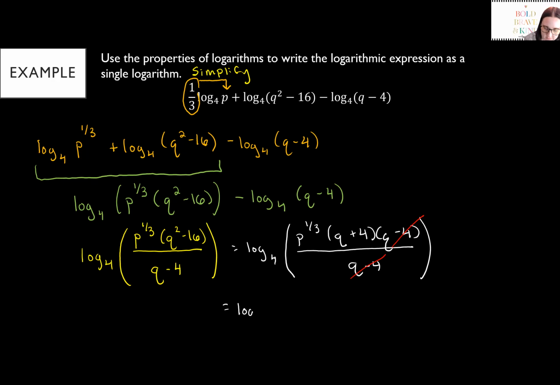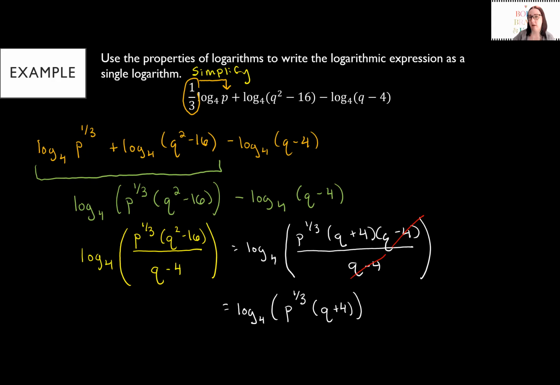So this would give us log base 4 of p to the 1/3 times q plus 4. So it actually looks much simpler. Now, the other thing that you do need to know, especially when you're working with these, is that you're going to see some of these with radicals. And the radical is a 1 over something exponent.